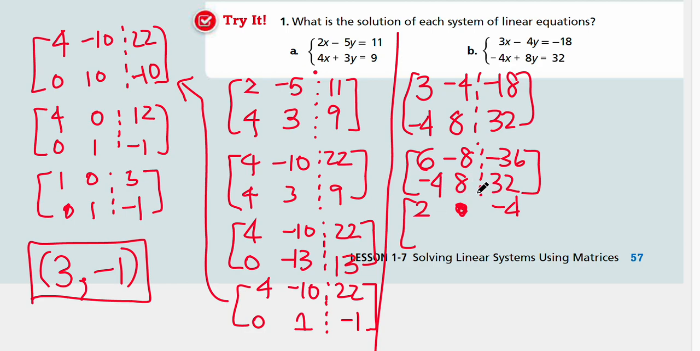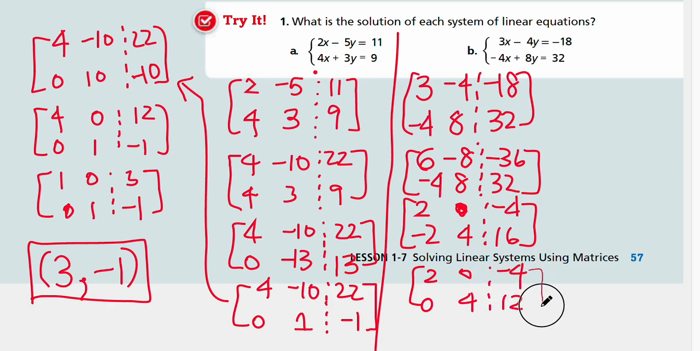And then I'm going to divide the second row by 2 and get -2, 4, and 16. And now I can add these two to get 0 on the first column here. So, and then I'm going to put it in the second row, right? So I'm getting closer to the row echelon form. So the first row is still the same. But the second row, if I add these two, I'll get 0, 4, and 12, right?